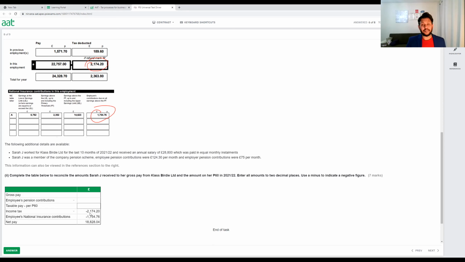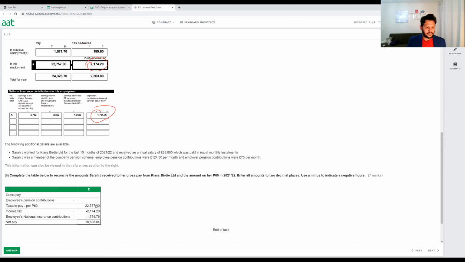So it's a minus, and we need to make an add. So we do 18,828.04 plus 1754.76 plus 2174.20, and that gives me 22,757. So you understand, the taxable pay per P60 was this 22,757, because after the income tax and the national insurance, she received 18,828. So this is according to the P60.